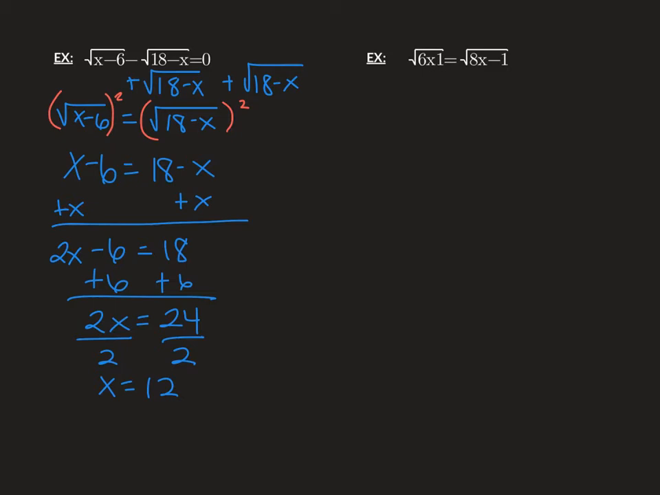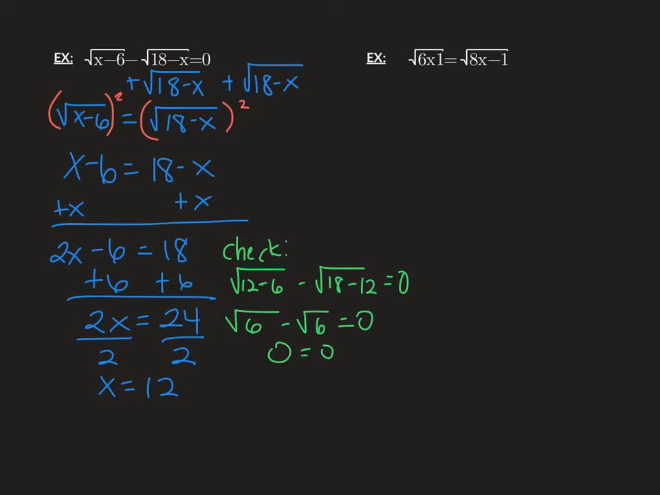Okay. And my fourth step is just to check. So when I go through and check my work, I'm just going to come right here, see if I can squeeze it in and check my work. I get the square root of 12 minus 6 minus the square root of, notice I go back to the original, 18 minus 12, prove that that equals 0. So I get the square root of 6 minus the square root of 6 equals 0, which 0 equals 0 is a true statement. Perfect. How'd you do?